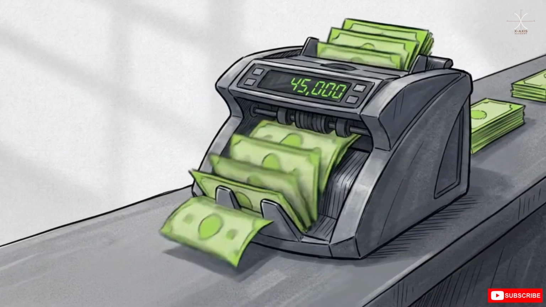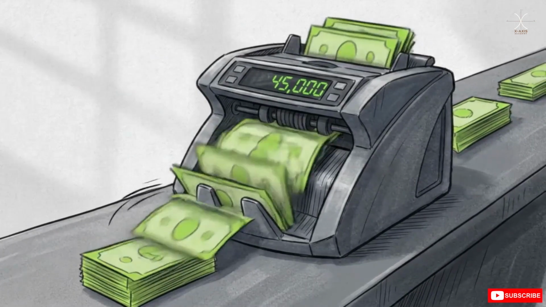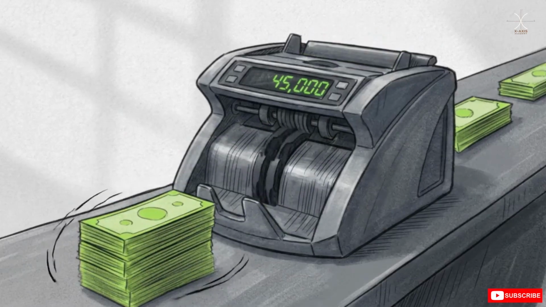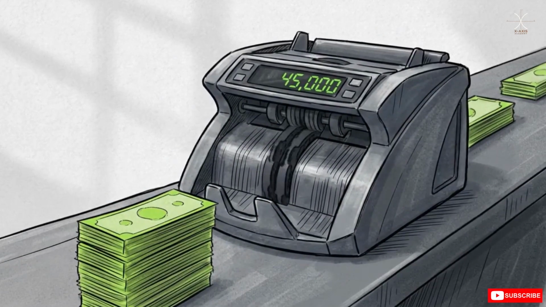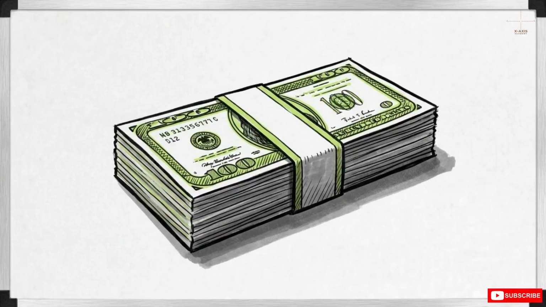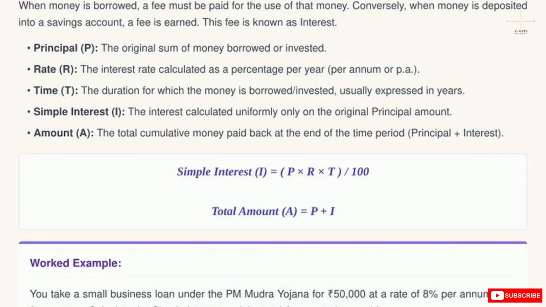Moving away from physical inventory, we enter the realm of banking, where money itself carries a rental fee. Here we find our final baseline, the principal. This is the raw sum of money borrowed or deposited before a single day passes. This document outlines the formula for simple interest. The fee is calculated by applying a rate over a specific period of time, but it is executed strictly uniformly against that original principal amount.